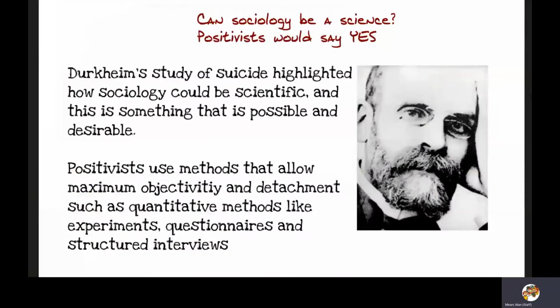Now, can sociology be a science? Positivists would say yes. Durkheim, being one of these positivists, studied suicide. He highlighted how sociology could be scientific, and this was something that was possible and desirable. Positivists tend to use methods that allow maximum objectivity and detachment. So they prefer quantitative methods like experiments, questionnaires, and structured interviews.